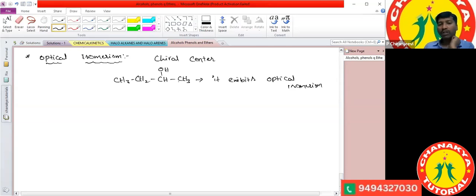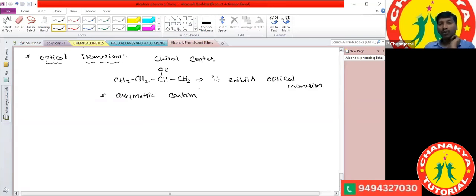Sir, how are you telling that it exhibits optical isomerism? Because it has a chiral center. What is the main reason here? It has a chiral center or chiral carbon, or it has an asymmetric carbon. Due to the presence of the asymmetric carbon, it exhibits optical isomerism.